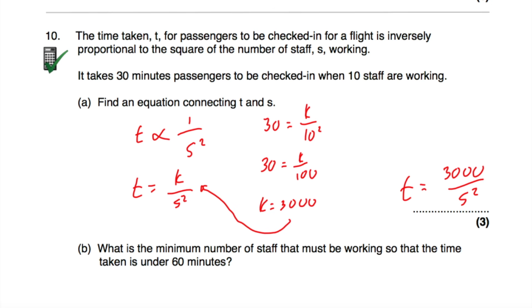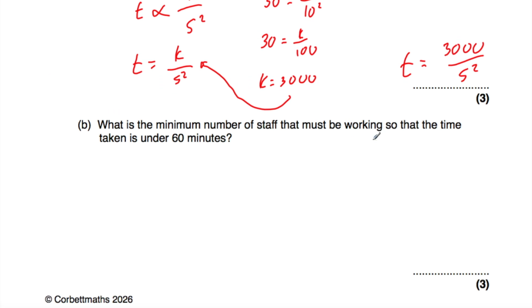Then if we go on down to part B, it says what's the minimum number of staff that must be working so that the time taken is under 60 minutes. So we want the time taken to be under 60 minutes. Let's have a look at our equation. The time taken is equal to 3000 divided by s squared. I'm just going to let the time be equal to 60 minutes and see what we get for the number of staff there. So if the time's equal to 60, we get that 60 is equal to 3000 divided by the number of staff squared.